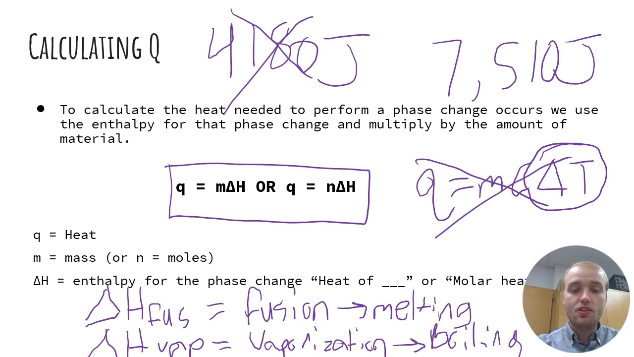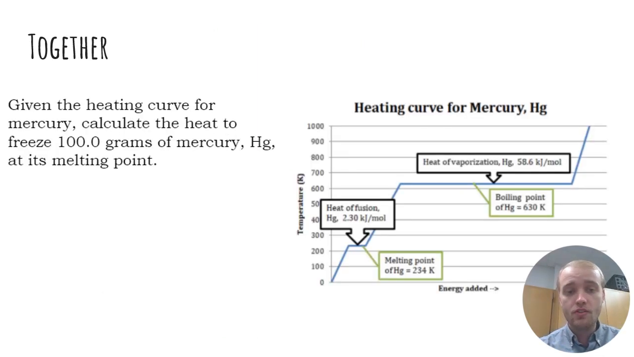But you'll see that there's another equation. We can also do this sometimes with moles. And we'll do a couple of examples right now. So let's do this one first. It says, given the heating curve for mercury, calculate the heat to freeze 100 grams of mercury at its melting point. If I come over to the graph, I'm going to notice that this is the melting point right here, 234 Kelvin, right?